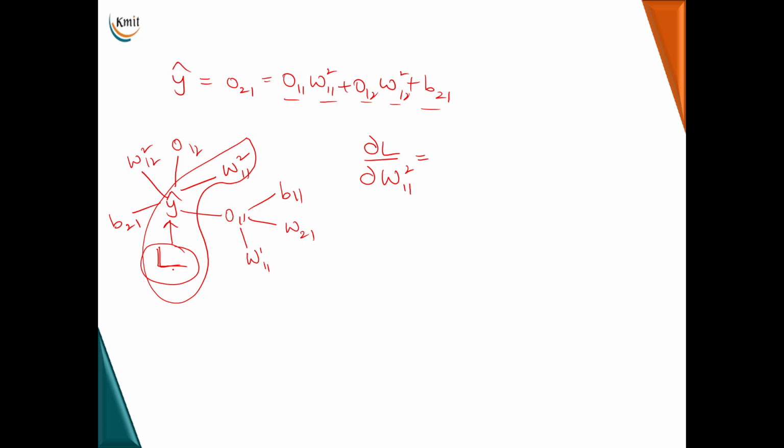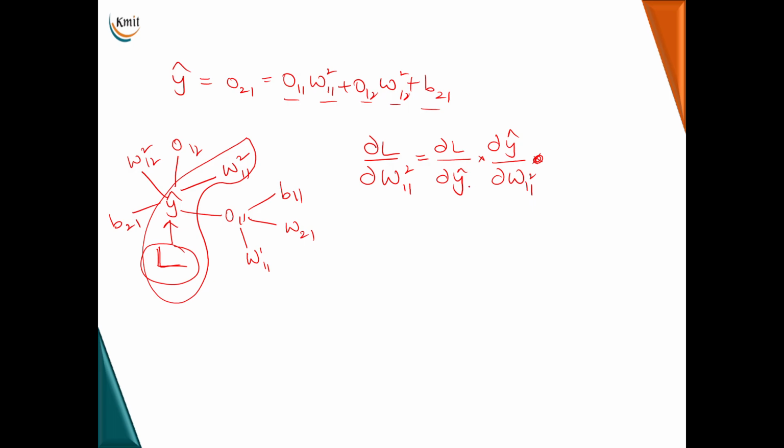So I cannot vary the loss function directly by varying W11. I have a parameter called y hat in between. So using the chain rule, I write dou L by dou y hat into dou y hat by dou W11 into... So dou L by dou y hat is nothing but what?